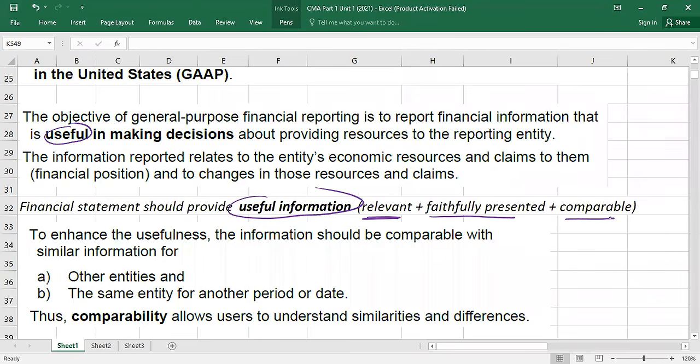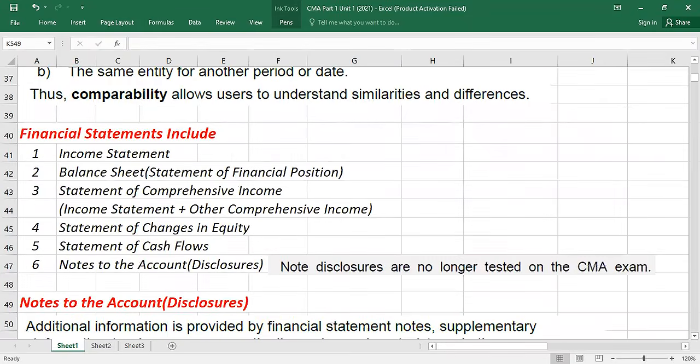Comparable is how it will become comparable. When you follow GAAP or IFRS, they define standardized formats of income statement, balance sheet, etc. We prepare the financial statements using the same format every year, so you can compare your financial statements with last year's, and with competitors or other companies. This is what is called useful information. Clear?